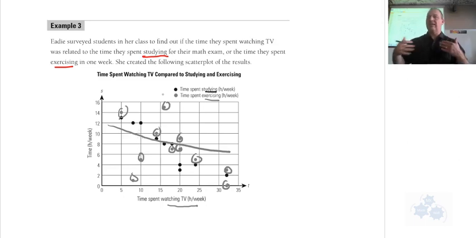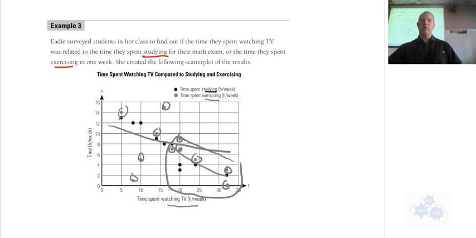And so she might say something like, you know what, as people watched more and more TV, their exercising went down a little bit. Like if they watched more than 15 hours a week, their exercising definitely went down. But people that watched less than 17 hours a week, some of them exercised a lot and some of them exercised very little. There's no correlation there. So there's a lot you can learn.